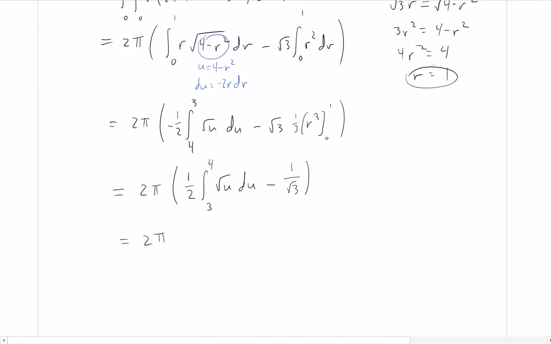Okay. Now, the antiderivative of square root of u is 2/3 u to the 3/2. So 1/2 times 2/3 is 1/3, times u to the 3/2. And we need to evaluate this from 3 to 4. So 4 to the 3/2. First we take the square root, that's 2. Then we cube it, that's 8. Minus 3 to the 3/2. Take the square root, that's square root of 3. And then cube it.